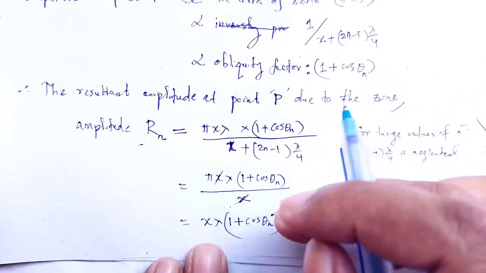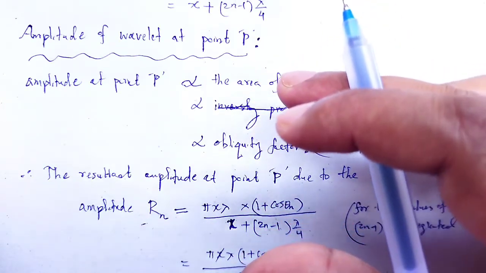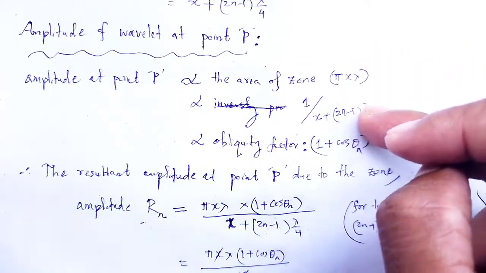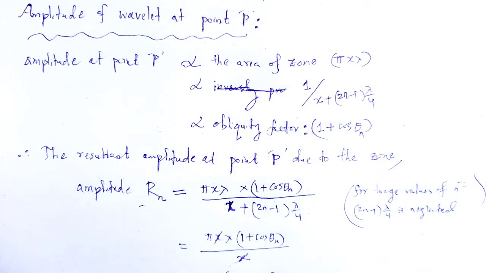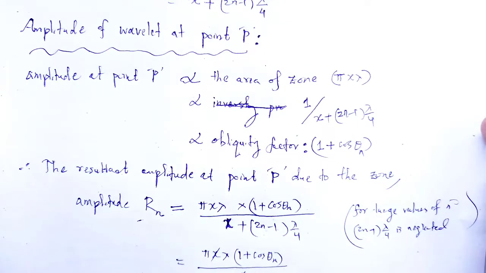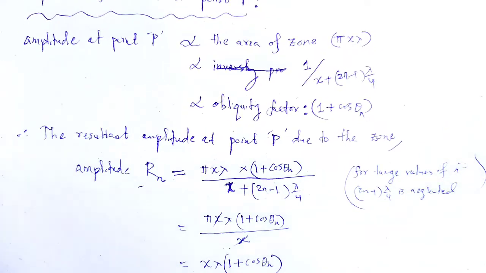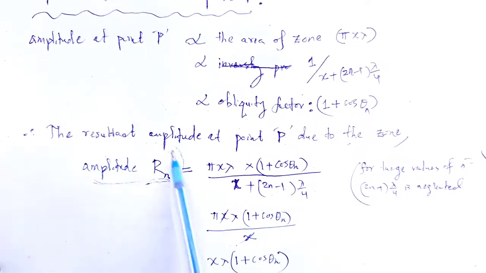This is the resultant amplitude, and this is the fact we observe from experiments. From experiments we conclude these facts regarding the resultant amplitude at point P due to these half period zones. Let us calculate the resultant amplitude at point P due to the entire wavefront. The resultant amplitude due to the nth zone is Rn.